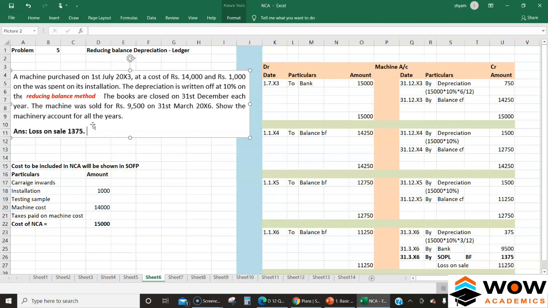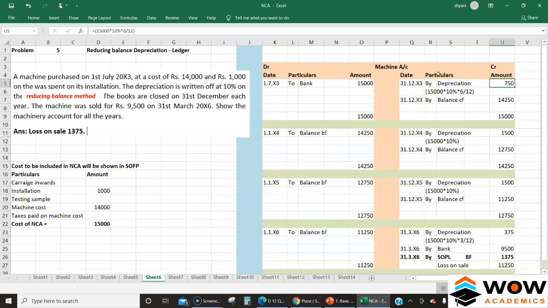So we won't get this answer, because this answer is for the straight line method. We'll get a different answer for the reducing balance method. We don't need to create a lot of new entries here, which is the good thing. So the cost of the asset is the installation plus the machine cost put together. We are buying the machine on 1st July 2013 and the value is 15,000. From there we find the depreciation, which would be 15,000 into 10% into 6 by 12. For 6 months, the depreciation we have provided is 750.